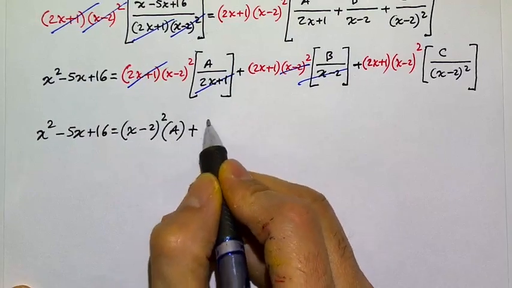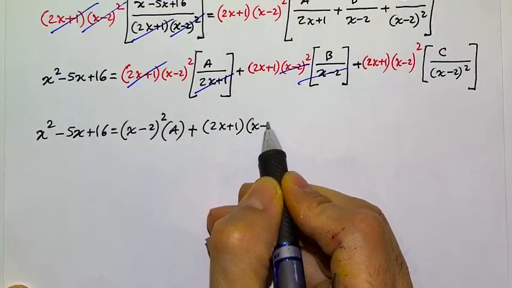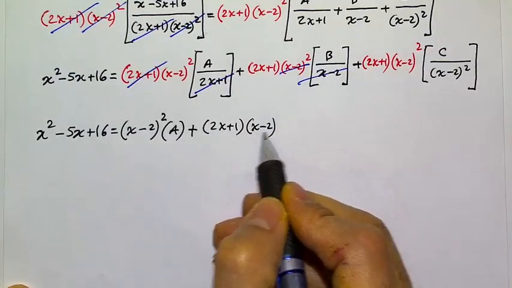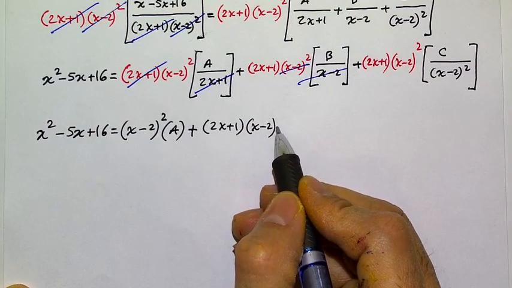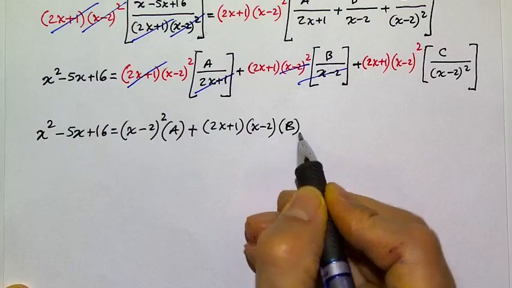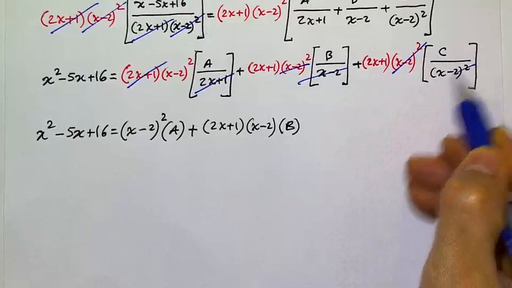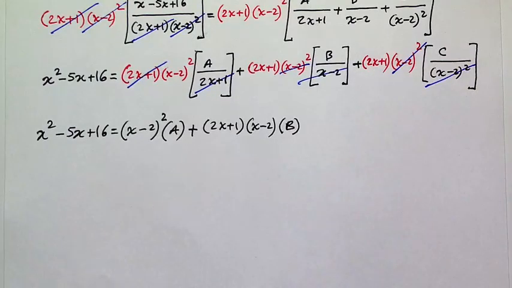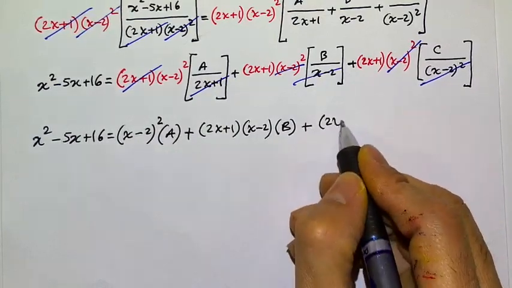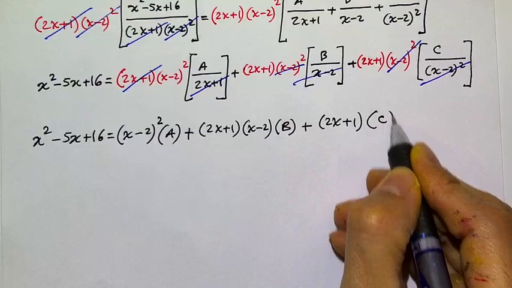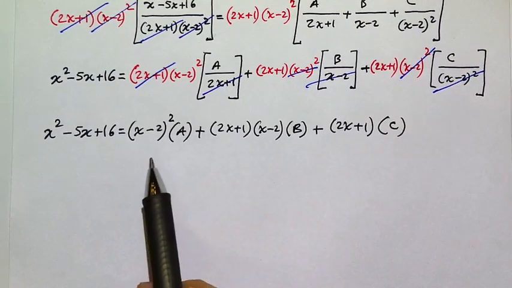So we have plus 2x plus 1, which is this factor, times the remaining factor of x minus 2 squared, the remaining one is this, to power 1, times, of course, b, like that. And finally, we have x minus 2 squared and x minus 2 squared, so we're left with 2x plus 1 times c. Okay? All right, so what do we do now?